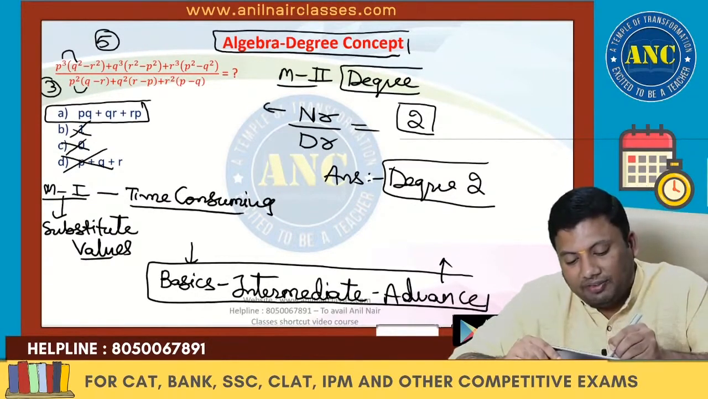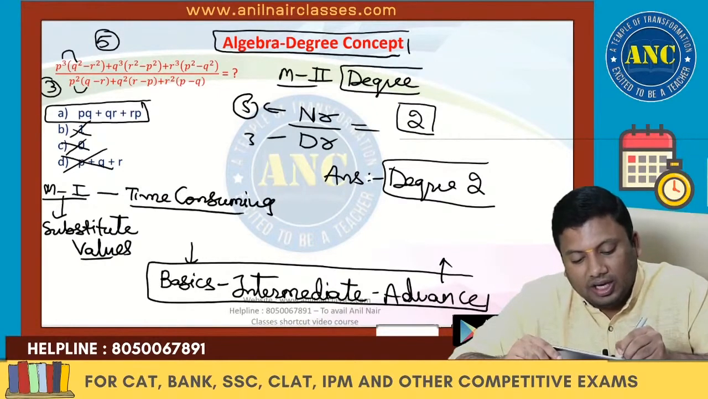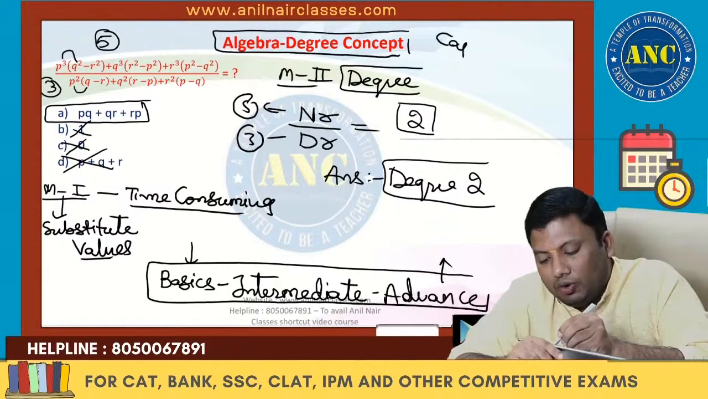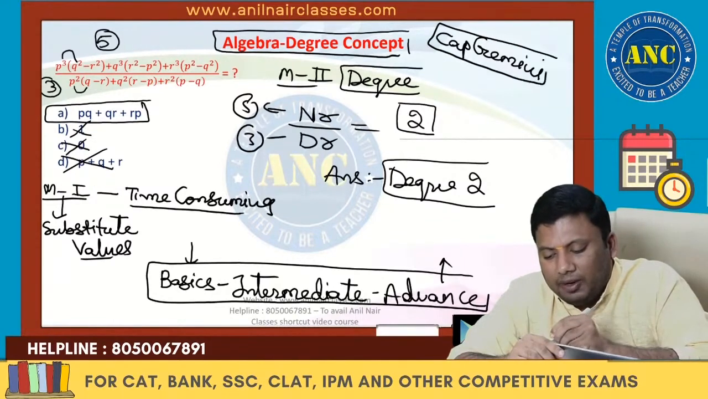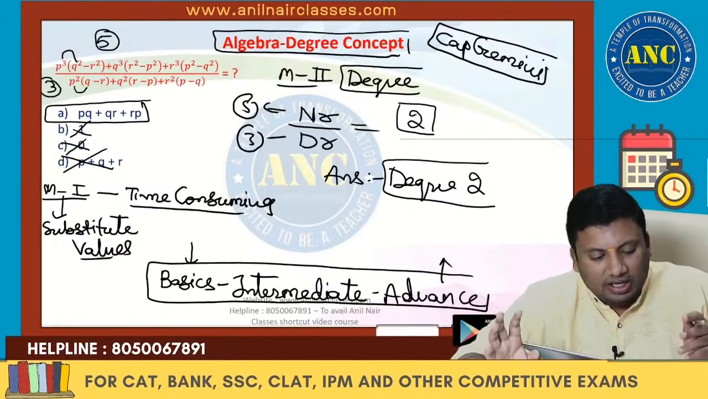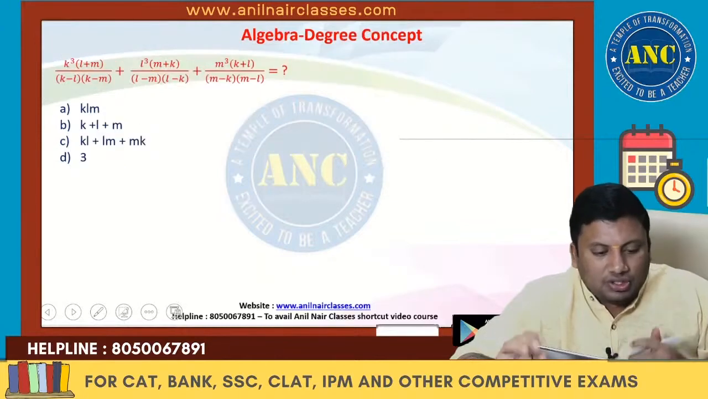Numerator degree is 5. Denominator degree is 3. 5 minus 3 is nothing but 2. For your information, this is an original Capgemini question from way back in 2017. I hope the first question is clear.